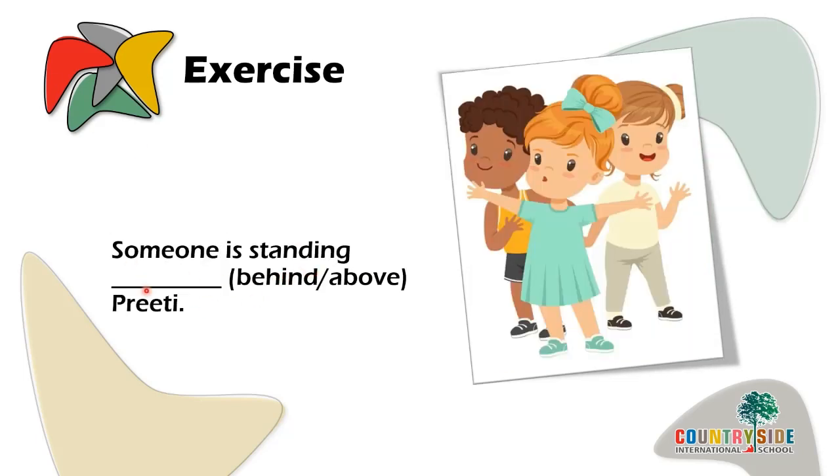Someone is standing dash Preeti. Now children, this is Preeti. Where is someone standing? Behind Preeti or above Preeti? If you write above, above means on top of Preeti. Oh, she'll get so hurt if somebody stands on top of her. So what will be the correct answer? Behind Preeti.